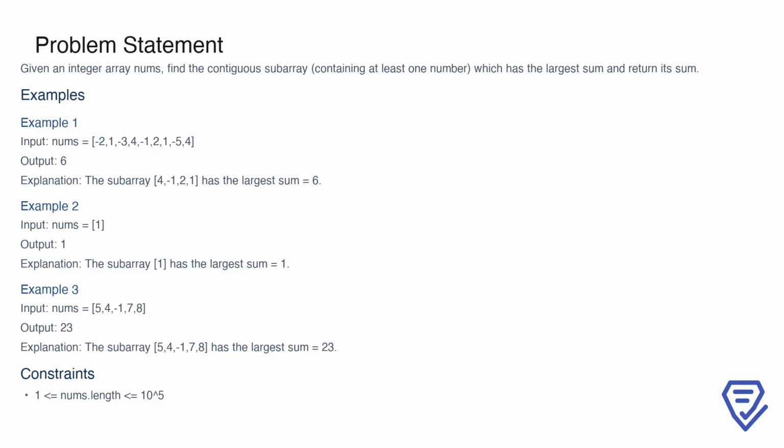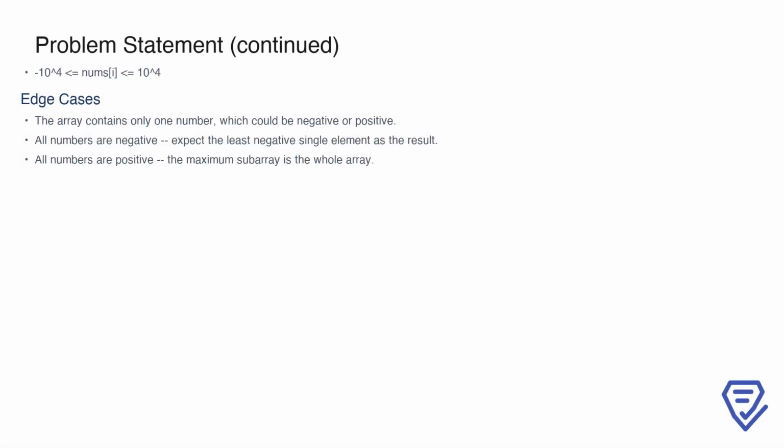In example 3, the array is 5, 4, -1, 7, 8. Although there is a negative number in there, the sum is maximized by taking the whole array as the subarray, yielding the output 23. Let's highlight some constraints and edge cases. The length of the array nums is between 1 and 100,000, making brute force approaches potentially inefficient. Each number in the array can be as small as -10,000 or as large as 10,000.